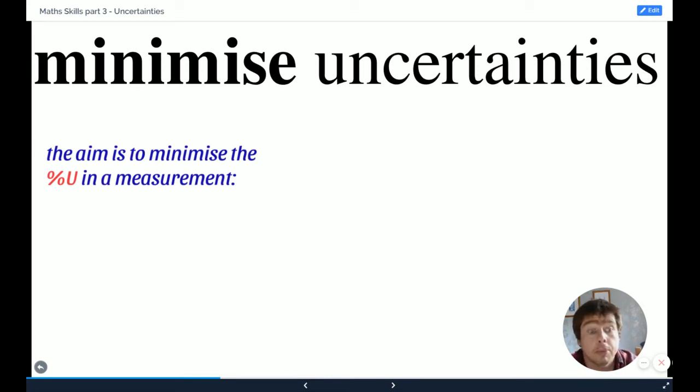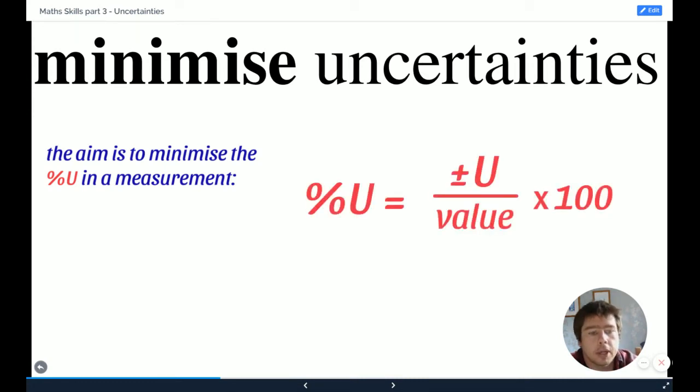Now, we're going to do a little bit more on percentage uncertainties and look at some questions in the next video. But we should all know how to calculate percentage uncertainty. To find the percentage uncertainty, we just do the absolute uncertainty of our measurement divided by the value, or the mean of the values if it's repeat measurements, times by 100. So if you think about this, there are two ways that we can minimise that percentage uncertainty. Look at this fraction here.